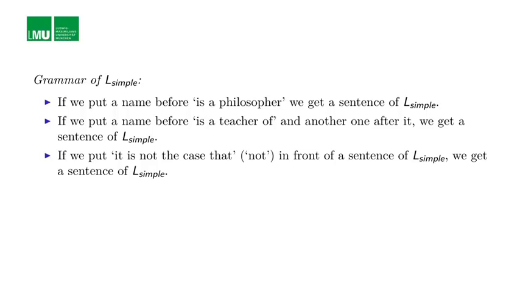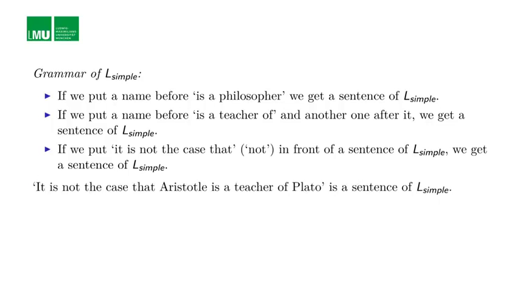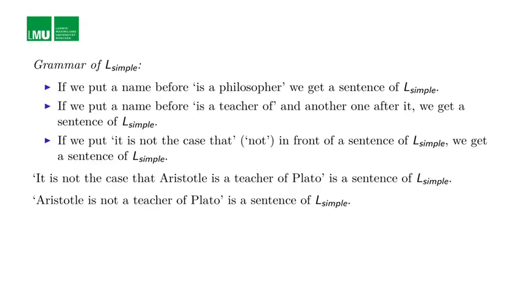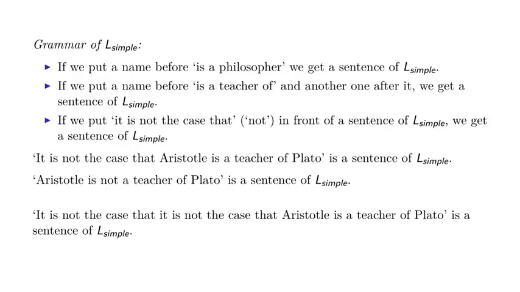For example, we have determined already that Aristotle is a teacher of Plato is a sentence of L-simple. Therefore also, it is not the case that Aristotle is a teacher of Plato is a sentence of L-simple. Or shorter, Aristotle is not a teacher of Plato is a sentence of L-simple. For the same reason, also, it is not the case that it is not the case that Aristotle is a teacher of Plato is a sentence of L-simple again. You might think, oh, that is the same sentence as Aristotle is a teacher of Plato again, since the two negations, the two occurrences of not, cancel each other out. But let us be precise. We are still dealing with two distinct sentences here.